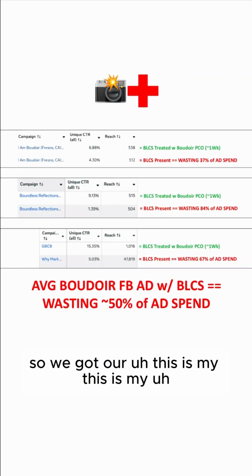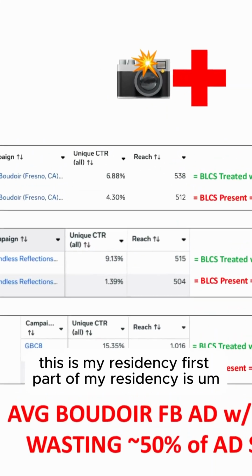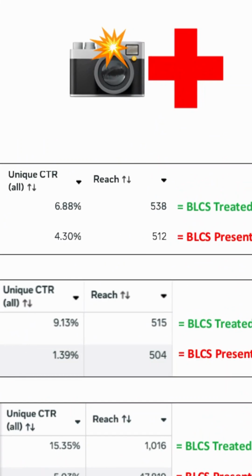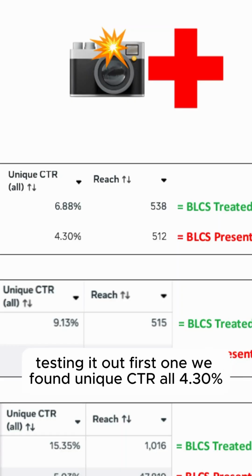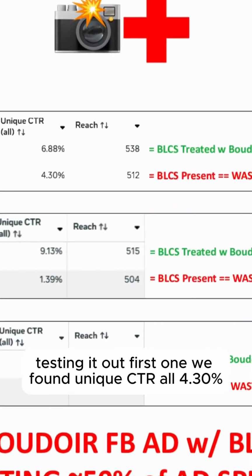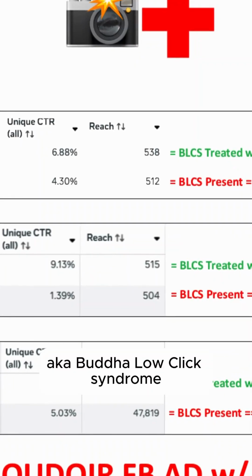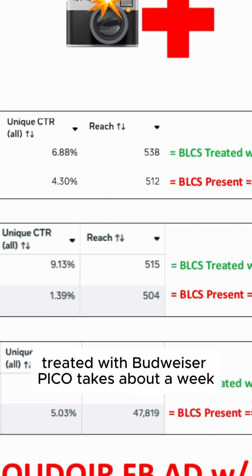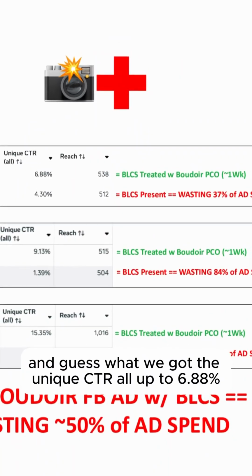So this is my residency. The first part of my residency is finding a Boudoir Facebook ad out there, bringing it back to the hospital, and testing it out. The first one we found had a unique CTR all of 4.30%, under 6%. We know that BLCS is present, aka Boudoir low click syndrome. So we treated it with Boudoir Pico. Takes about a week. And guess what? We got the unique CTR all up to 6.88%.